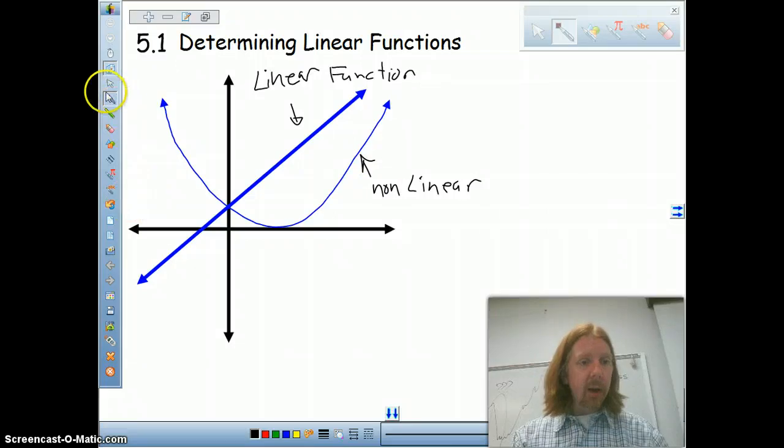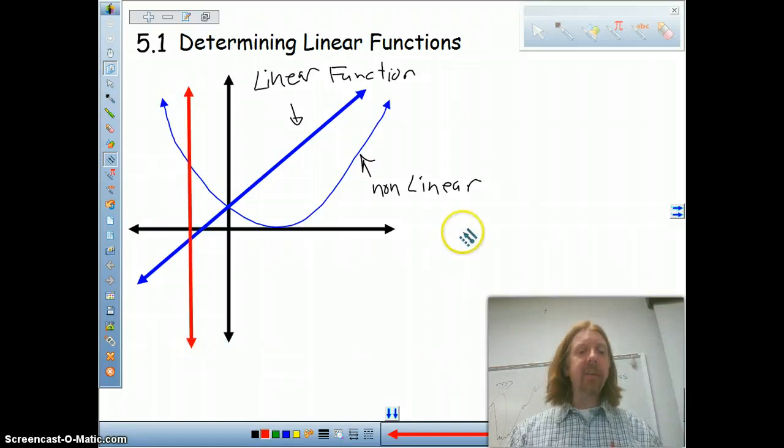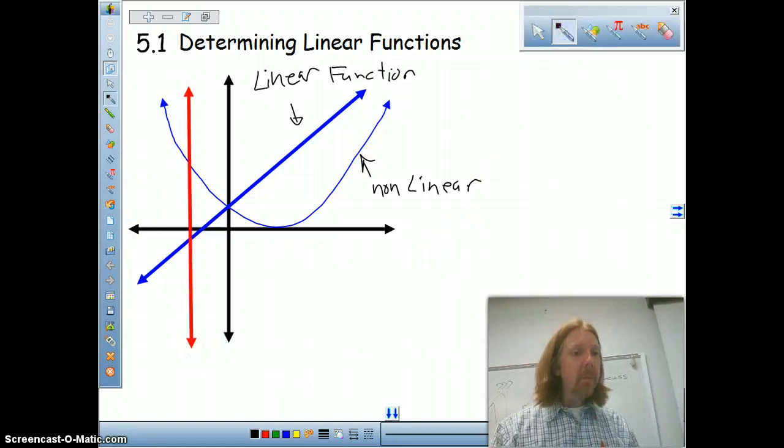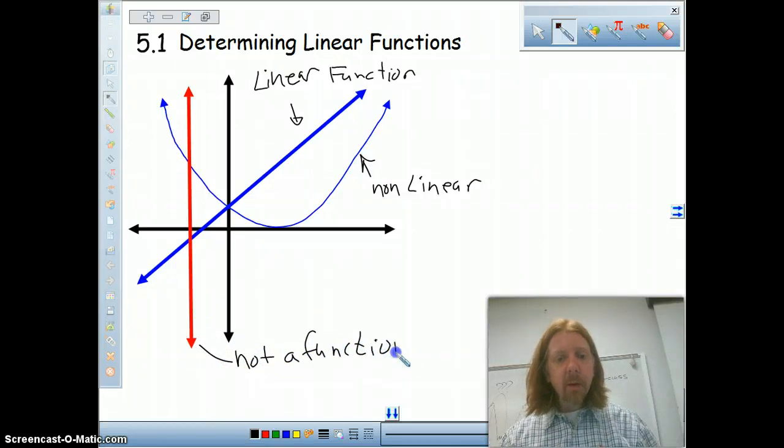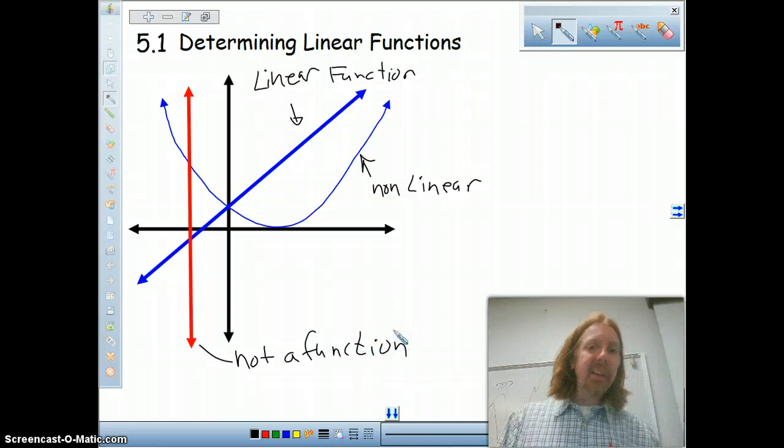So if I were to talk about, say, this graph, let's do it in red, which is a nice, neat vertical line. Because it's not a function, we aren't even going to say that it's a linear function.